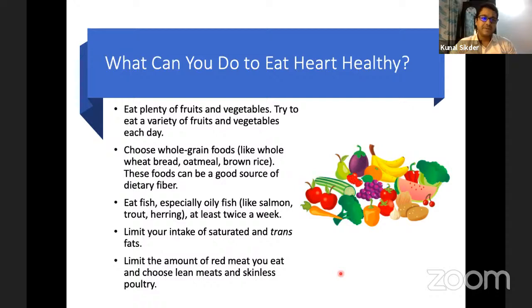So as I said before, eat plenty of fruits and vegetables. Try to eat a variety of fruits and vegetables, of different colors, like green and orange and yellow and red, whatever you like, you need to mix and match. And then obviously whole grain foods like bread and oatmeal and brown rice, and eat fish, because fish has a lot of omega fatty acids, omega-3 and omega-6, a very good combination, especially sea fish like salmon and trout and herring. And obviously limit your intake of saturated and trans fats, and limit the amount of red meat you eat, because red meat also contains a lot of saturated fat and triglycerides.